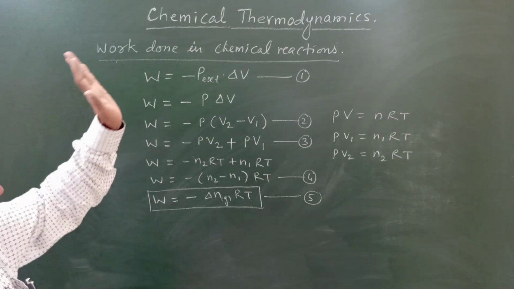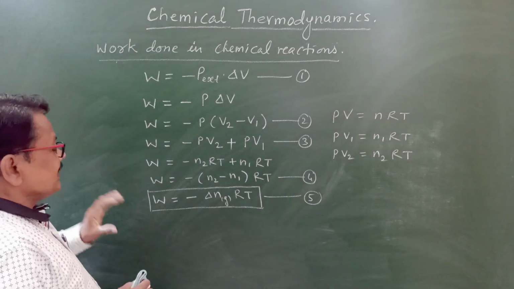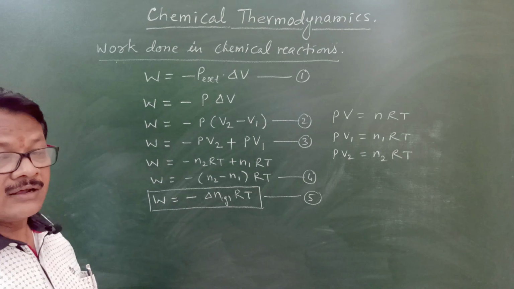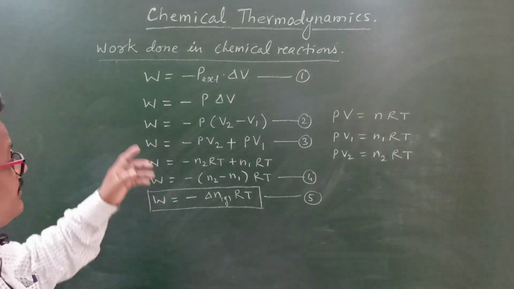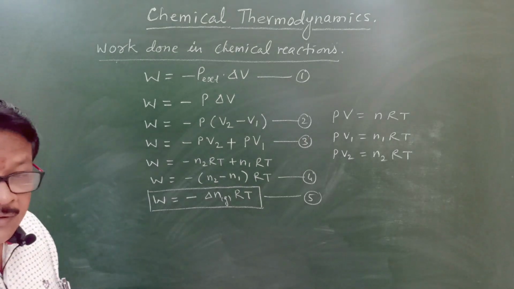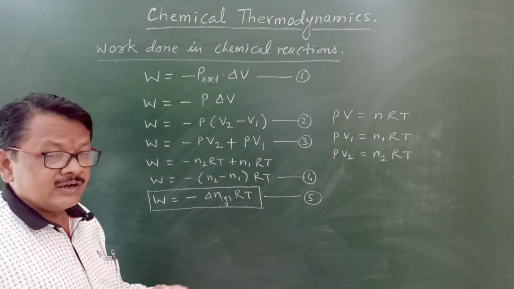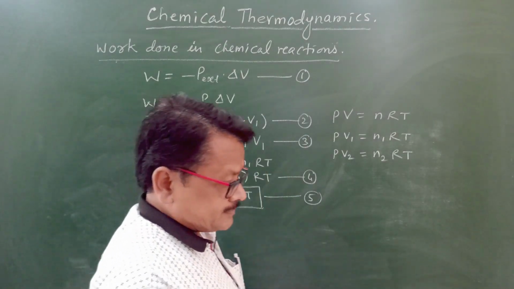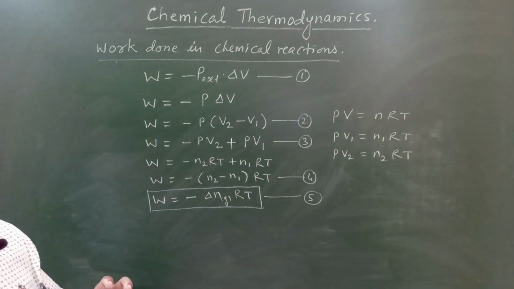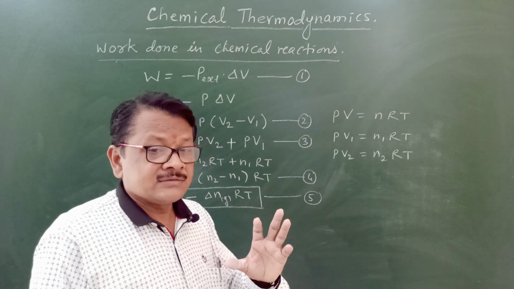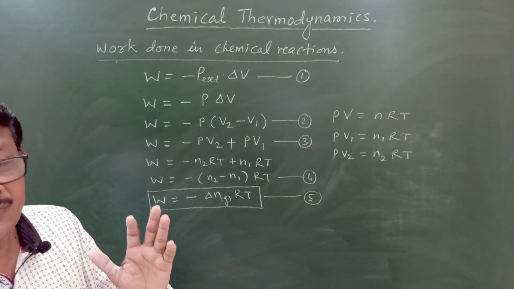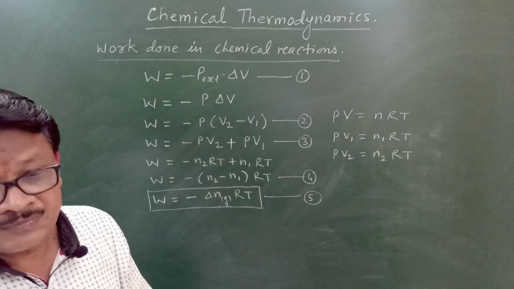So that is the condition, pressure is kept constant. So at the time here W is equal to minus delta n RT. So in this manner this equation can be read. The sign of work done depends upon the volume change, means the sign of the work done depends upon the delta n, means the change in number of moles. Means it depends upon n1 and n2.